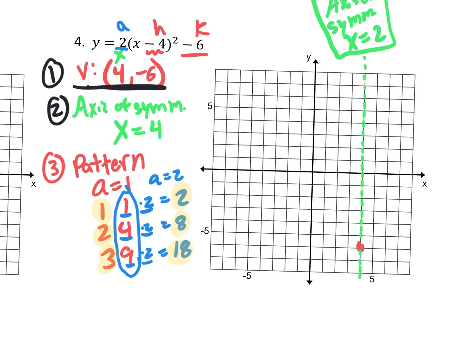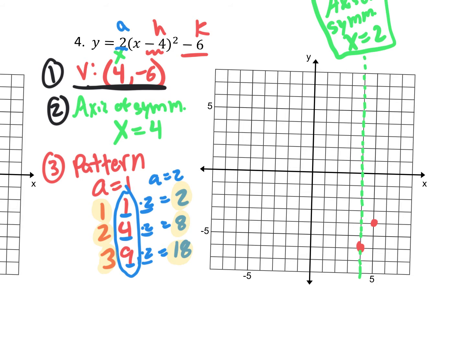And this pattern is from the vertex, and since the a value is positive, it will be opening up. So let's do that pattern. 1 over 2 up would be right there. And it doesn't matter if you go to the left or to the right. You're going to map it over to the other side of the axis of symmetry anyway. So I'm going to the right, and then I'll map it over to the left.